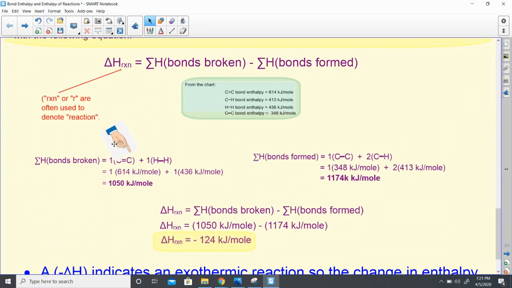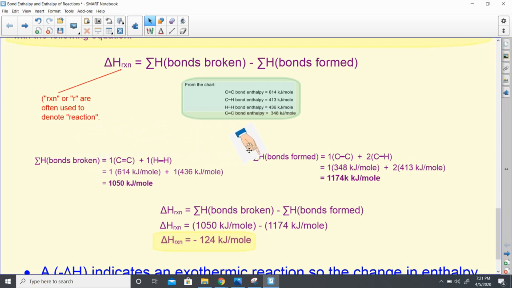So to break that one double bond between the two carbons, it takes 614 kilojoules of energy. An H-H bond is going to take 436 kilojoules of energy. So on the reactant side, it's going to take 1,050 kilojoules to break the bonds involved in the reaction.